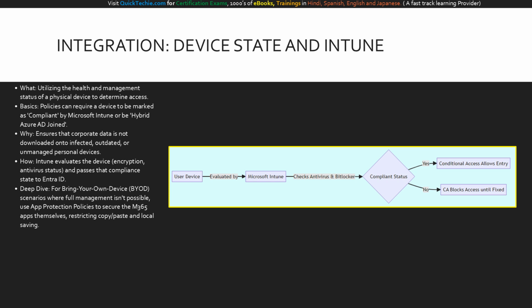Let's track the life cycle of a device compliance check. The user device on the left attempts to connect. It is immediately evaluated by Microsoft Intune, which performs health checks for things like active antivirus and BitLocker encryption. This results in a compliant status decision. If the device fails the health check, the no path is taken, and conditional access outright blocks access until the user updates their system. If the device passes, the yes path is taken, and conditional access allows entry, guaranteeing that only secure endpoints touch your corporate network.